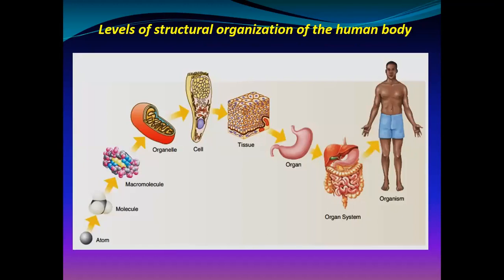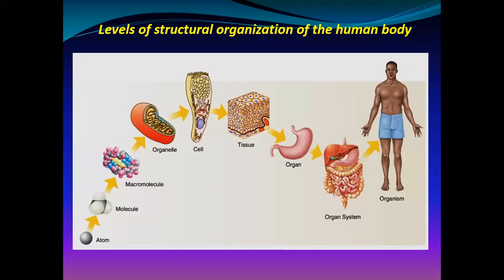This was mentioned by Dr. Nisan Sarai yesterday also: the levels of structural organization of the human body. We start from the atom. Atoms form molecules, and then molecules form macromolecules. There are basically four kinds of macromolecules: carbohydrates, lipids, proteins, and nucleic acids. These are the important macromolecules essential for the structure and function of a living organism.